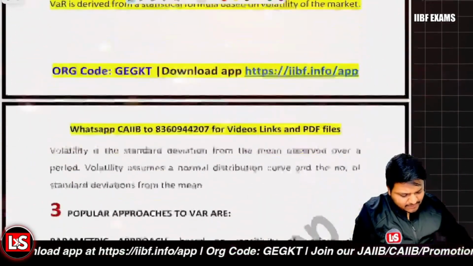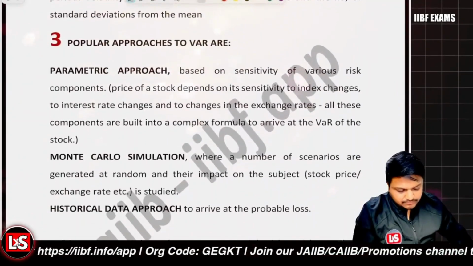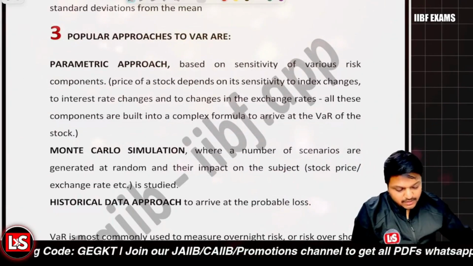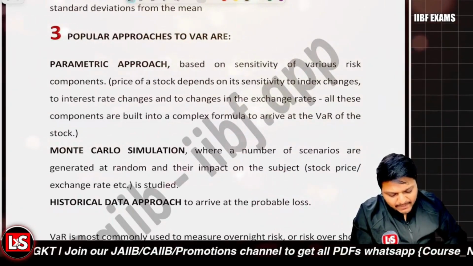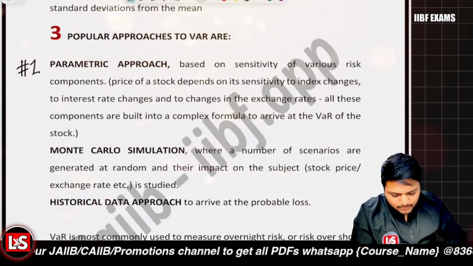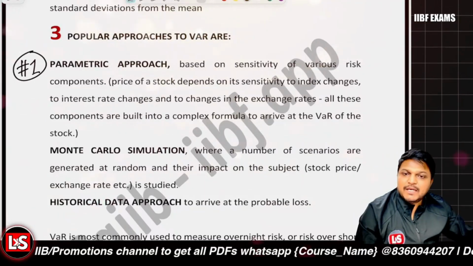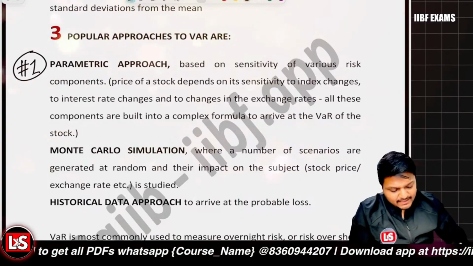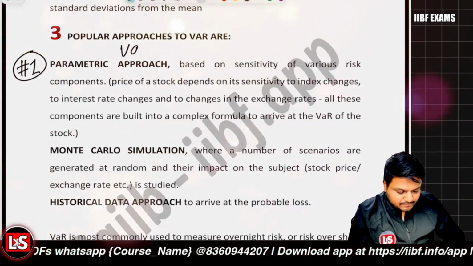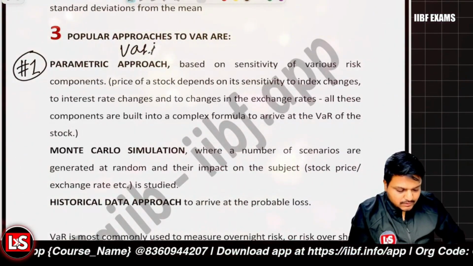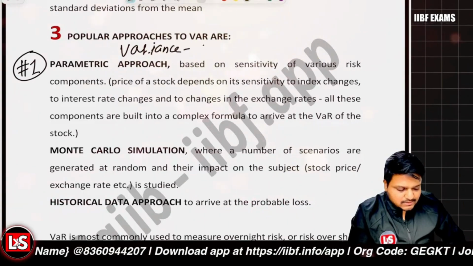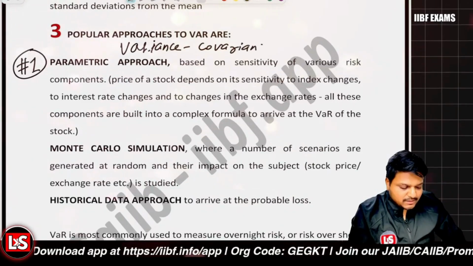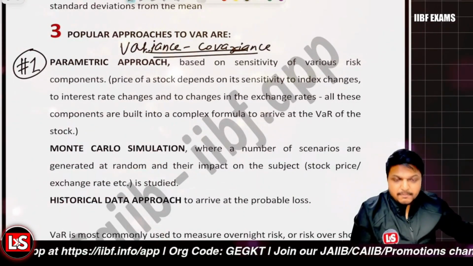And we have multiple approaches to calculate the VAR. The first approach to calculate the VAR is the parametric approach. We also call this the variance-covariance method.